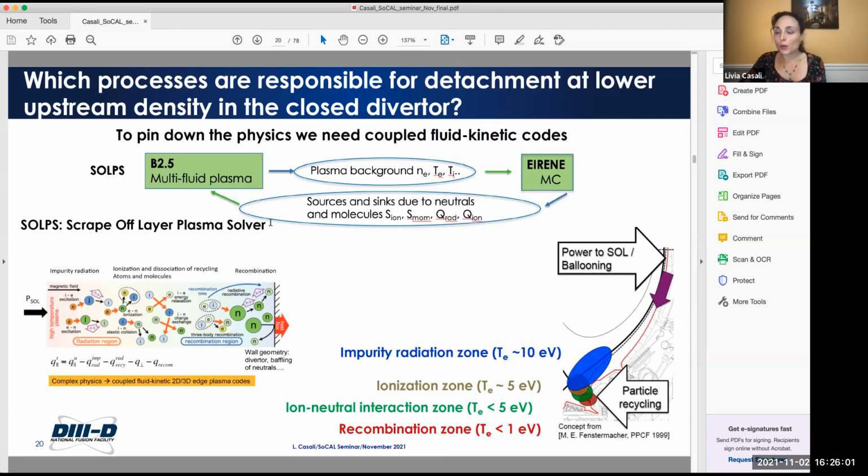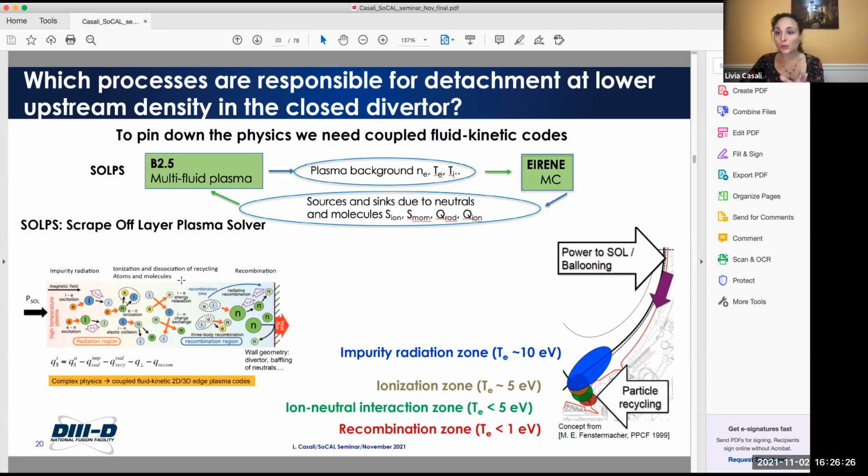But in order to pin down the physics, we really need to use coupled fluid and kinetic codes. Now, I really like to always show these figures here on the left, just to give an idea of how complex the edge physics is. Like down there, the physics is crazy. We have impurity radiation, ionization, dissociation, recombination.